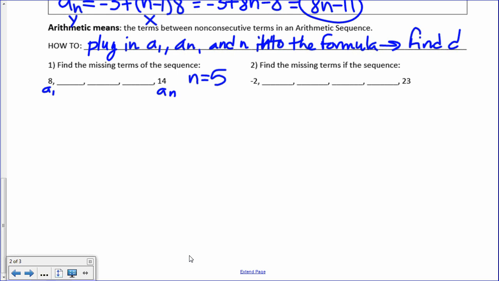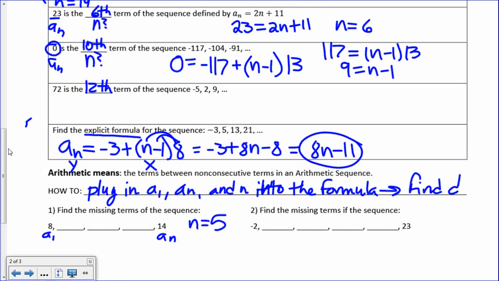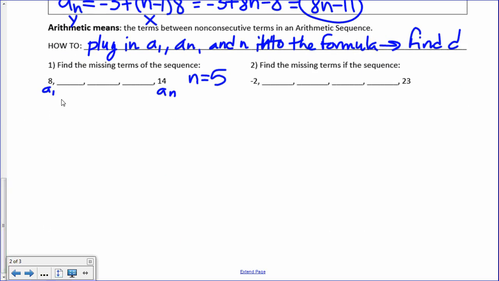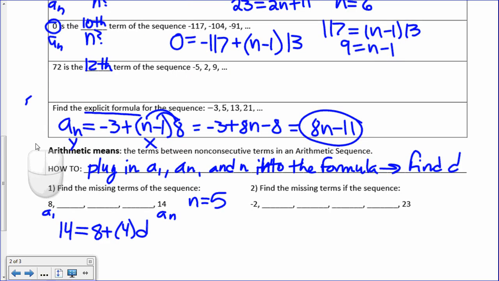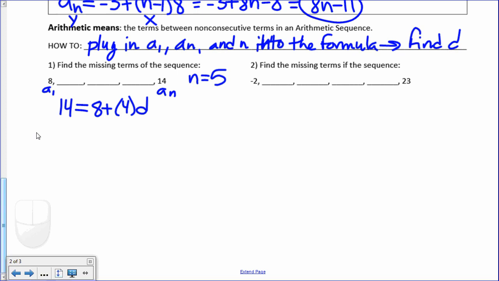Now I know all those things, so I'm just going to plug them into the formula. What is a sub n? 14. So 14 equals 8 plus, in parentheses, 4, because we already did the subtraction, and then d, because that's our variable. I turned it straight into 4 because in the parentheses it should be n minus 1, and 5 minus 1 is 4. Great, everybody should be writing this down. Let's go. So now you can subtract. 1, 2, 3, 4, 5.